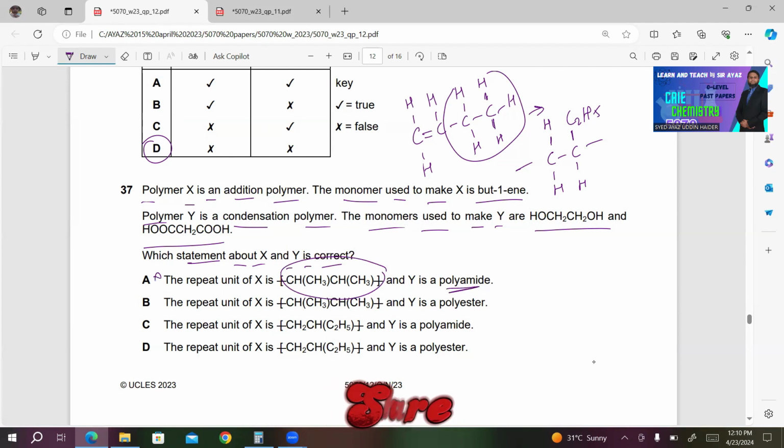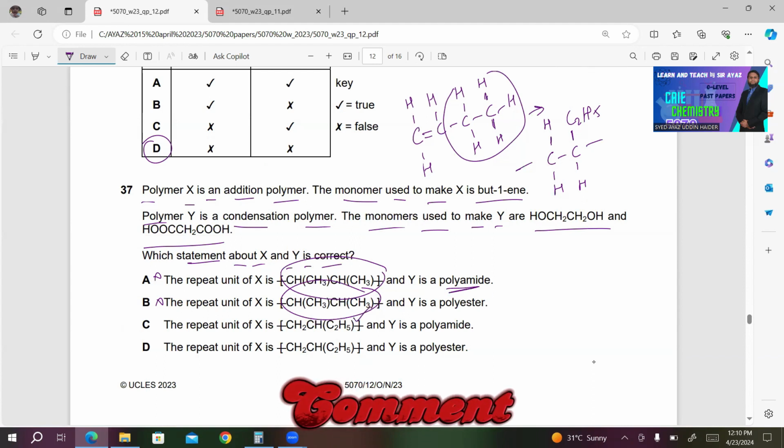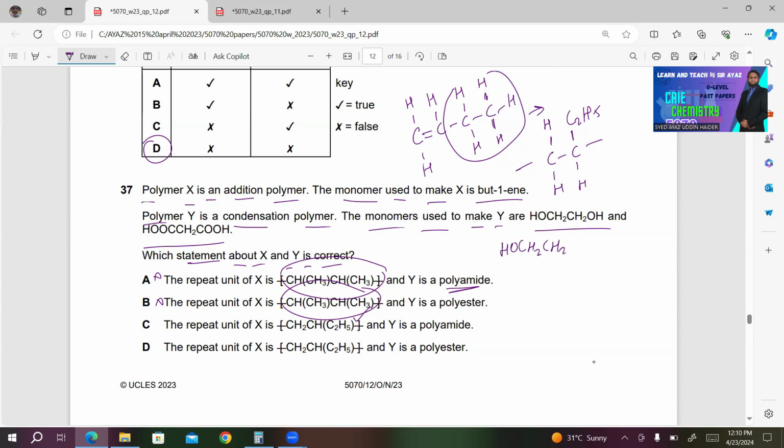B, the repeat unit of X is CH, CH3, CH, CH3. Again, this is incorrect. No need to read the next statement. C, the repeat unit of X is CH2, CH, C2H5. This looks correct. Now read the last one. Y is a polyamide. What about Y? It's obtained from HOCH2CH2OH plus HOOCCH2COOH. So there must be loss of a water molecule here.